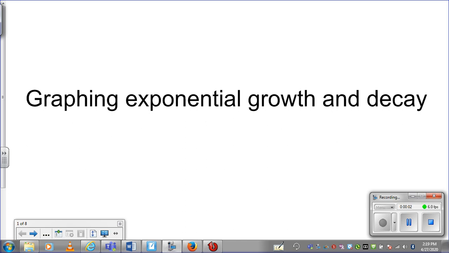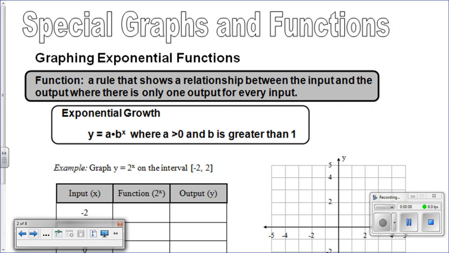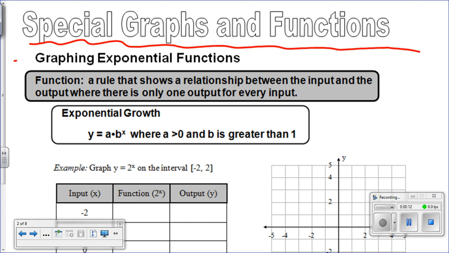Hello! In this video we're going to be graphing exponential growth and decay. This is all part of our new unit on special graphs and functions. So in this video we're going to be specifically dealing with graphing exponential functions. So we're going to look at graphing exponential growth versus decay.